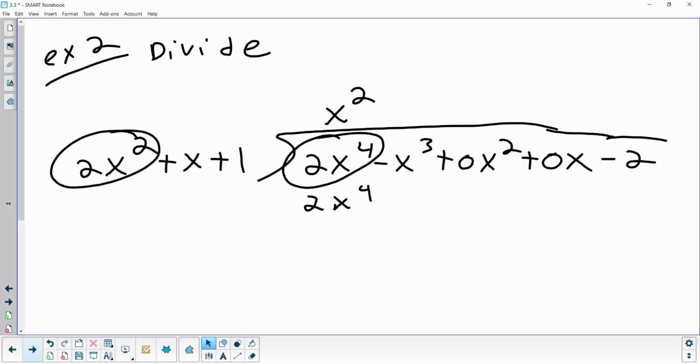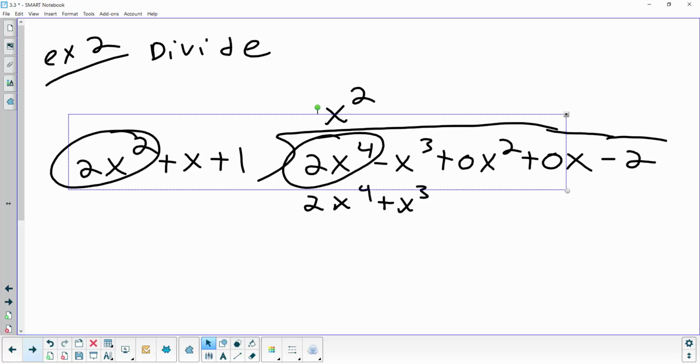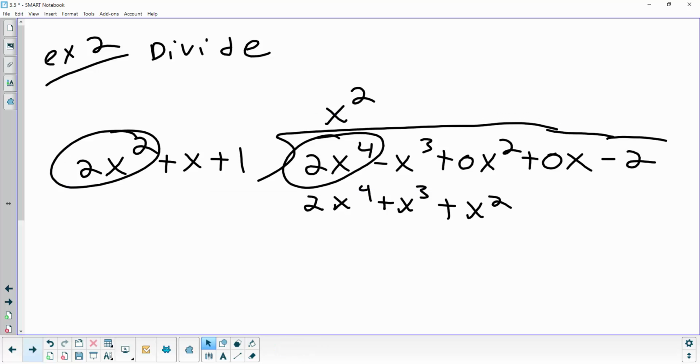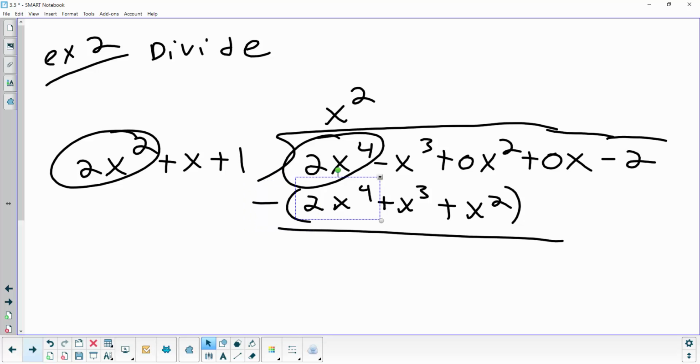So I got that. Matt, what's x squared times x? X cubed. And Abigail, what's x squared times 1? X squared. And Casey, can you tell me what do I do with these columns? Subtract them. So let's do it.